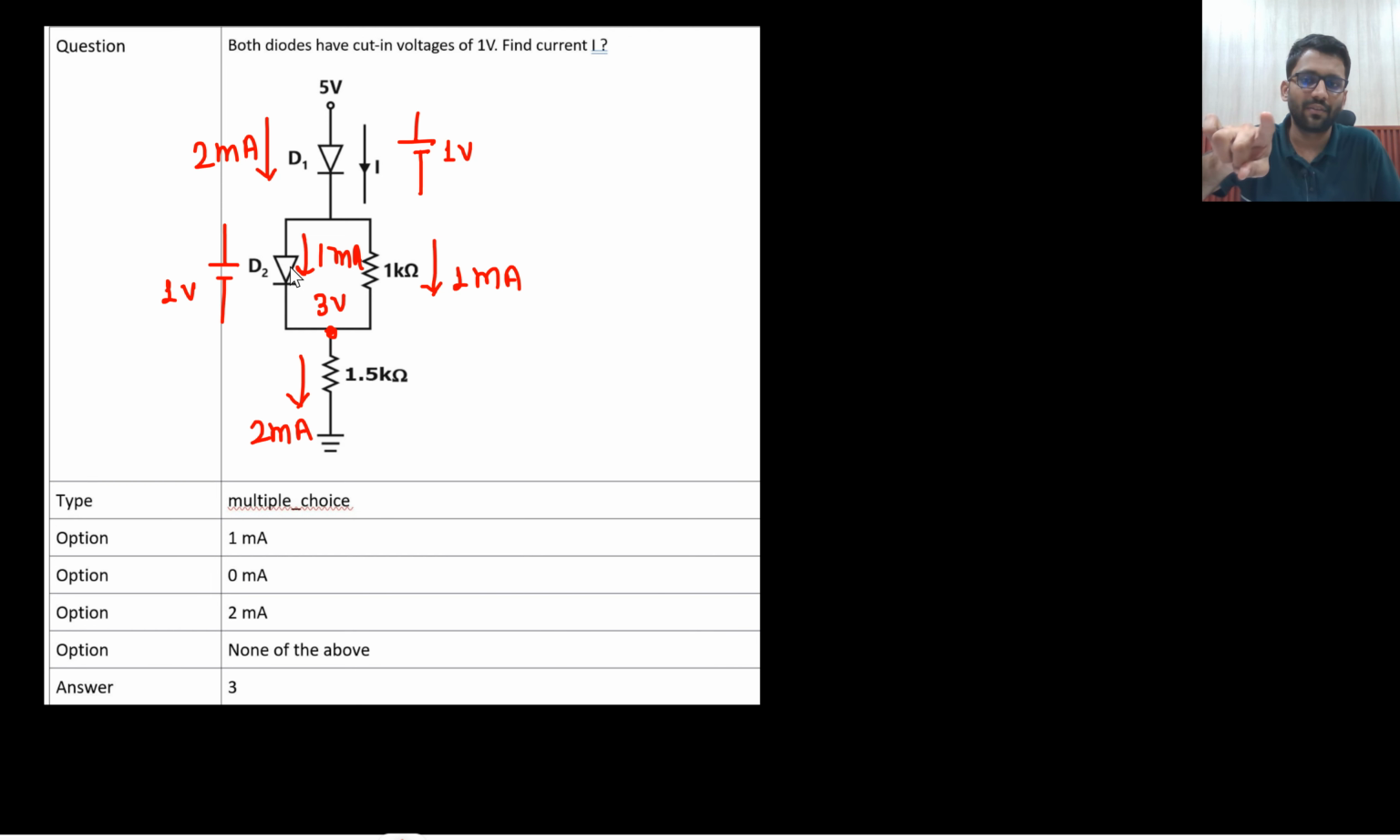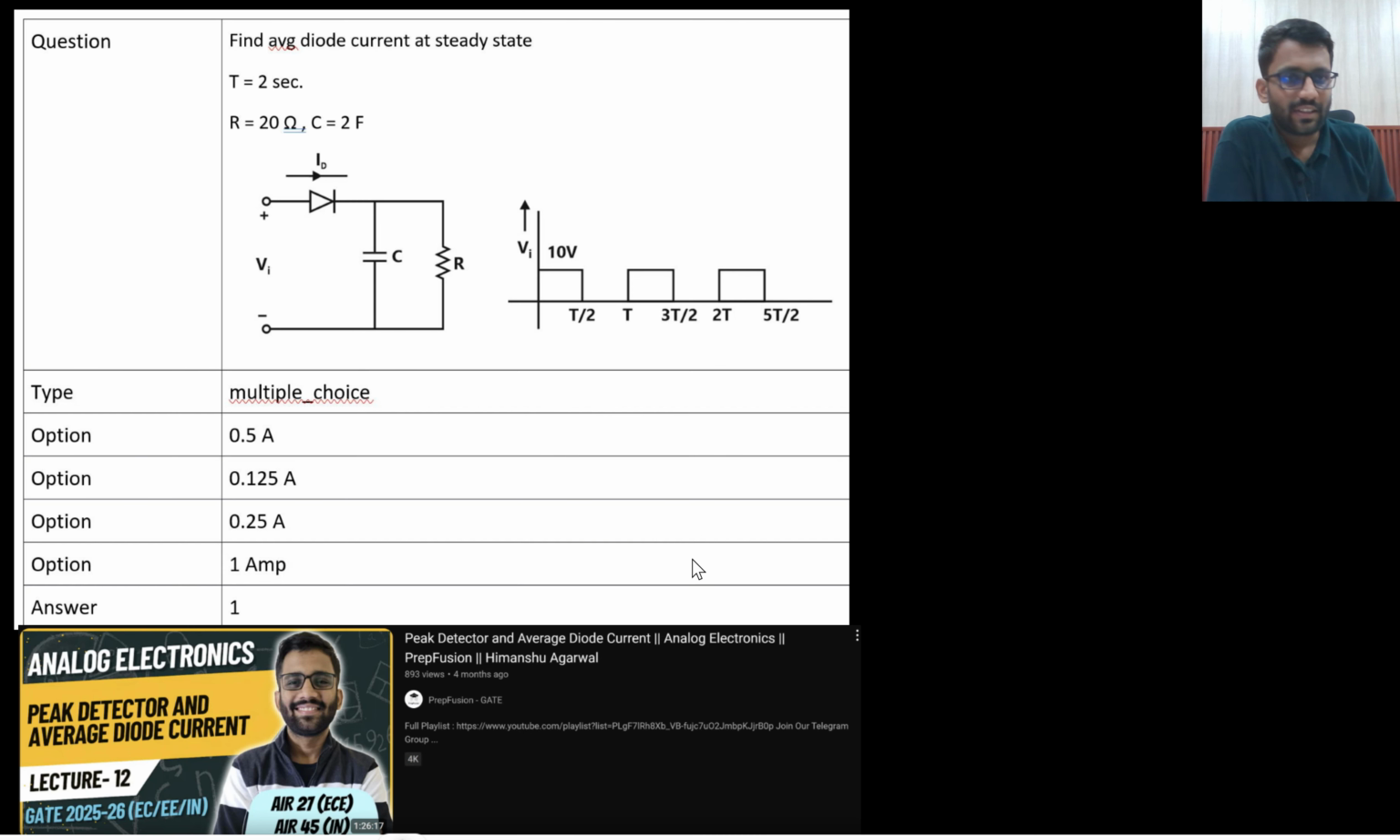So what they are asking is the I value, that is 2 milliampere. They could have asked the current through D2 as well. So this is how you would have determined it. Okay, well and good. So let's see the solution of this one.